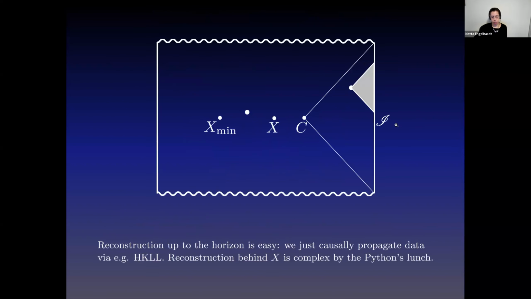Okay. So I think I'm now getting around to answering Shiraz's question. Reconstruction up to the horizon is easy, or in fact simple. We just propagate the data causally via HKLL. If we have some operator we want to reconstruct here, we can just look at the support in this sideways Cauchy evolution, this sort of non-standard Cauchy problem, and use the equations of motion. That's causal evolution. And everything behind this surface is going to be exponentially complex by the Python's lunch.